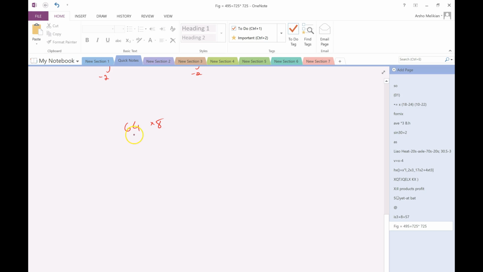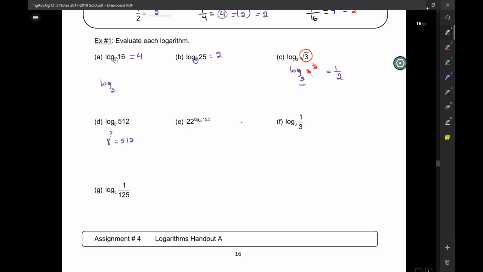So could we do that mentally? 64 times 8? 64 is 60 and 4, right? What's 60 times 8? 480. What's 4 times 8? 32. Together? 512, right? So the answer to this will be 3. You will be able to, but I would like for you to be able to do some of the stuff mentally. This is why we're in this class. This is the point of this class.